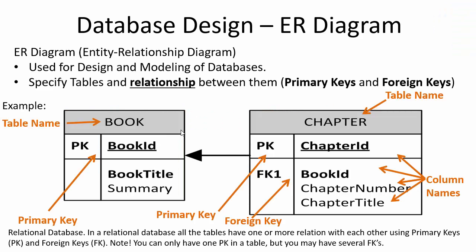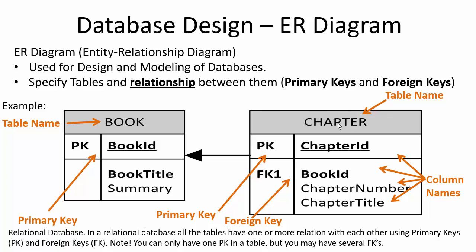So the next step now is to start designing and implementing the tables inside the database. Here you see an example of a typical so-called ER diagram, entity relationship. This is a diagram showing all the tables and the relationship between them. Here we have two tables, one book table, and we have the columns inside that table, book ID, which is the primary key. We could have book title, summary, etc.